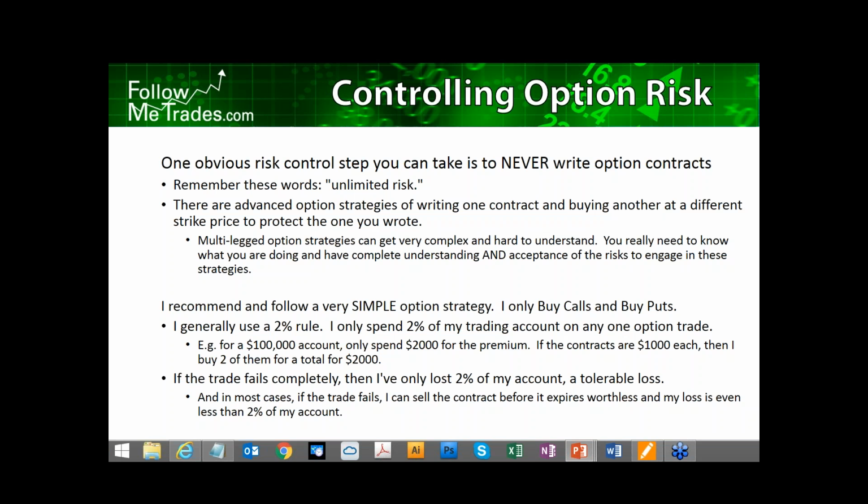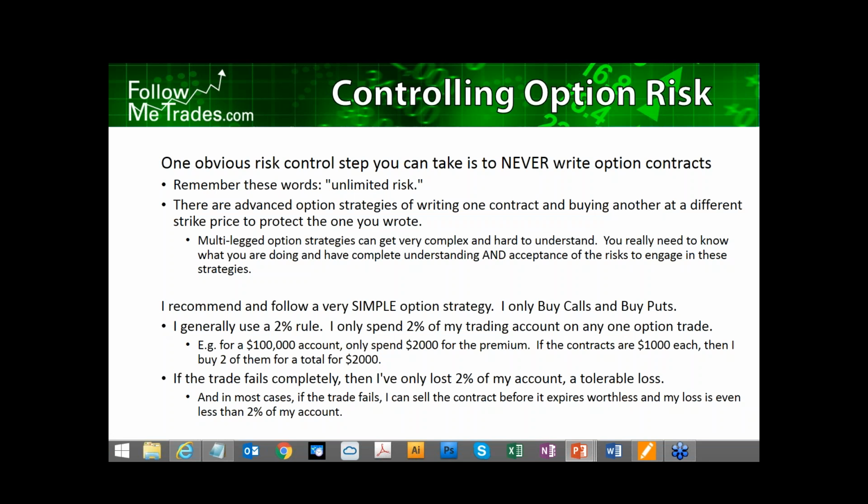And I use TradeStation for my trading, right? And even in Sim, if I go play around with some of those strategies and go to place the order, this little thing pops up and says unlimited risk, right? That's when I click cancel and move away. I don't like that. So I recommend, and I follow, a very simple option strategy.